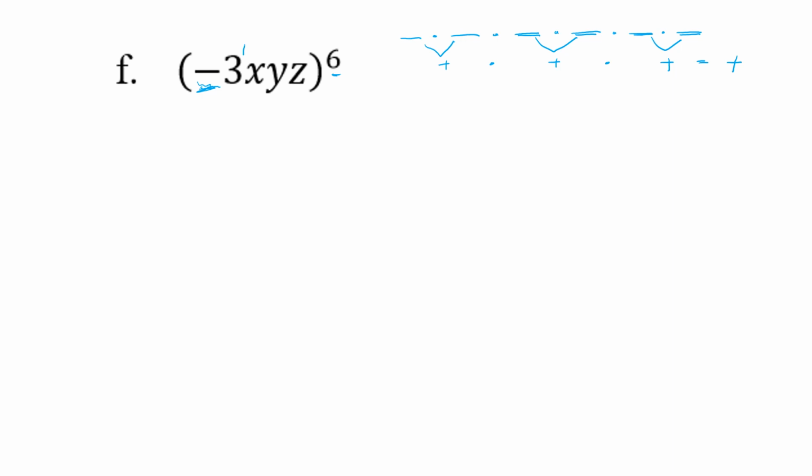So it's 3 to the first, x to the first, y to the first, z to the first. So you can see you're going to have 6 3's, 6 x's, 6 y's, 6 z's. So what's that going to be? It's positive because this is a negative base with an even power. So it's going to be positive 3 to the what? Right? 3 to the 6th, x to the 6th, y to the 6th, z to the 6th. There you go. And then that positive sign's kind of messy, so I'm going to get rid of that. There we go.